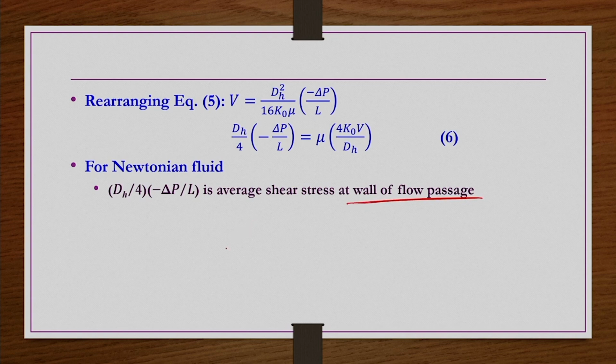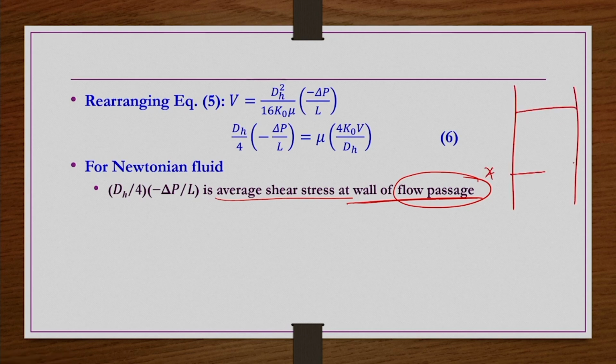That is changing from one particle to another particle, but we are taking the average shear stress at the wall of the flow passage. It is not at the wall of the column, but at the flow passage. That is, you have these particles, the packing like this. Now when the fluid element is moving, there is some shear stress here, some shear stress along this, some shear stress along this, some shear stress along this. All that shear stress along the fluid passage areas is the average, that is, minus delta P by L dH by 4.